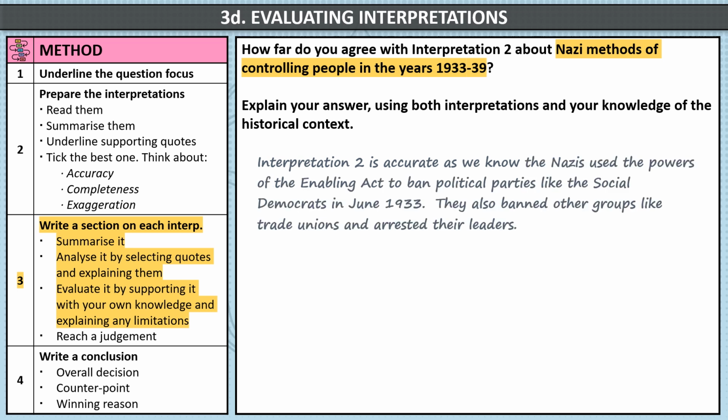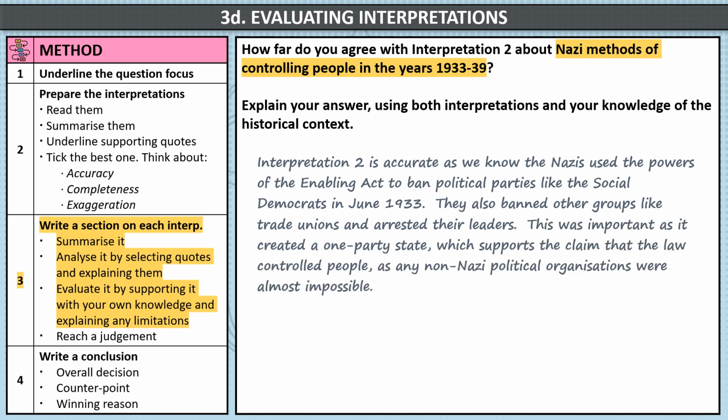One point in the interpretation which I know is accurate is the way the Nazis banned other political parties. I'll add some of my own specific knowledge about that to support the interpretation. And I'm going to explain why this is important and link it back to the interpretation to make sure I'm answering the question I was given.